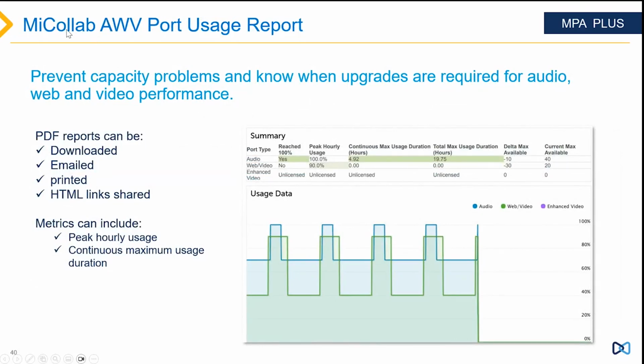Basically what we're doing on this slide is taking a look at the AWV reports, so audio, video, web. You can see the reports that can be downloaded, emailed, and printed, and we have metrics, and you can see the data. We're looking at usage where we can see the audio, the web and video, and obviously enhanced audio, video if they have that as well. There's no enhanced video on this particular screen, but it does give you that data as well, so you can monitor what's happening in your AWV system.